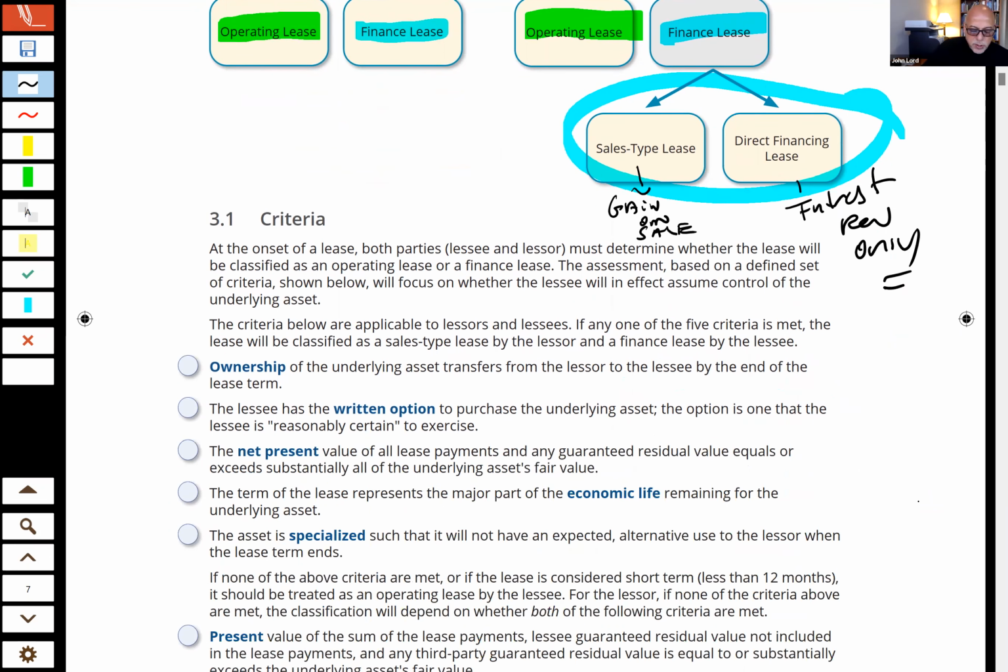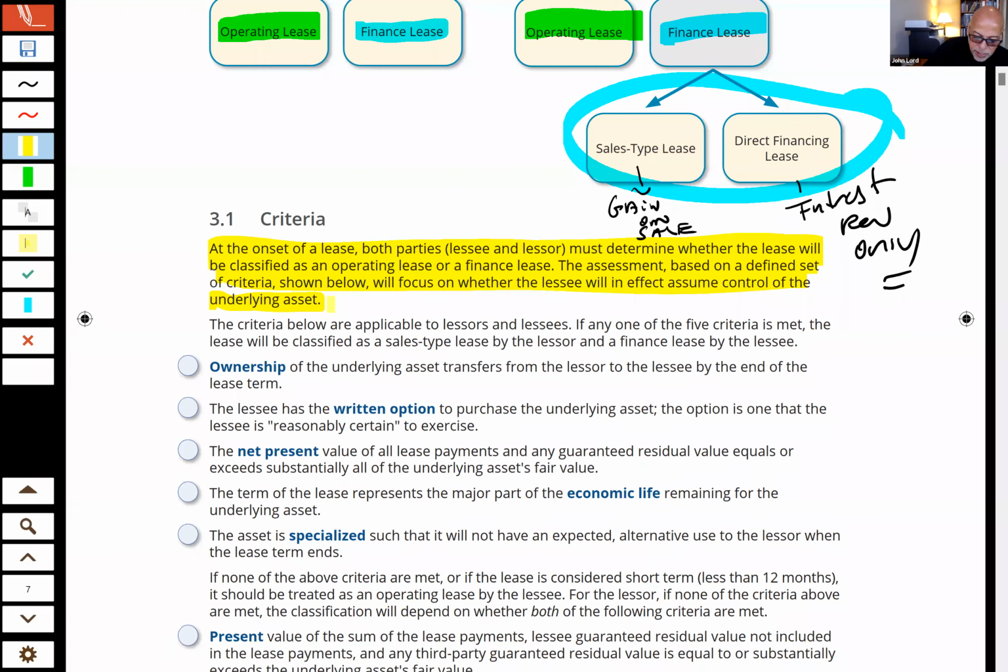Now, we say here that when the lease starts, at the onset of the lease, both parties must determine whether the lease will be classified as an operating lease or a finance lease. Makes sense because those are the options that they have there. And the assessment is based on a set of criteria below, okay?